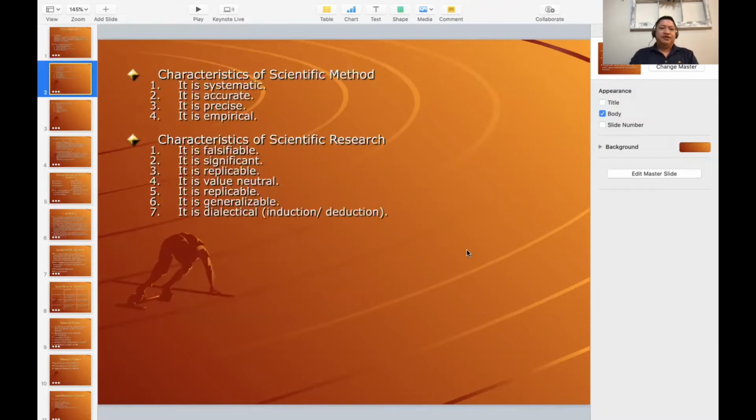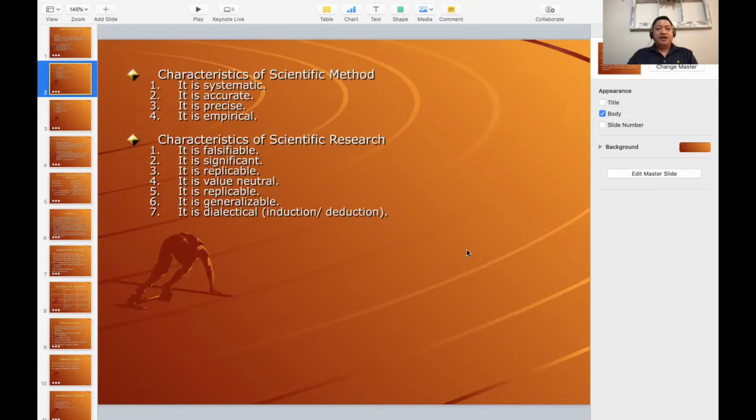Let me discuss what are the characteristics of scientific method. Number one, it is systematic. It means it follows a very organized and logical manner. That's why there are step by step to do it. I will tell you later on.